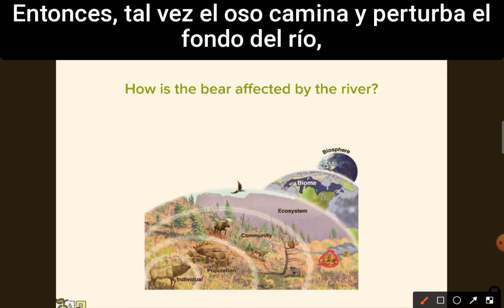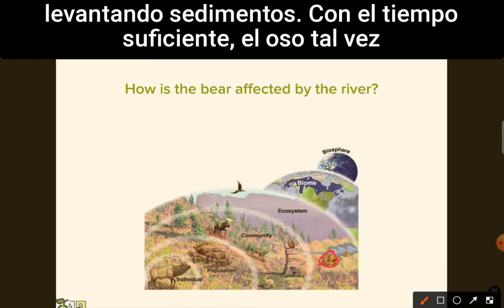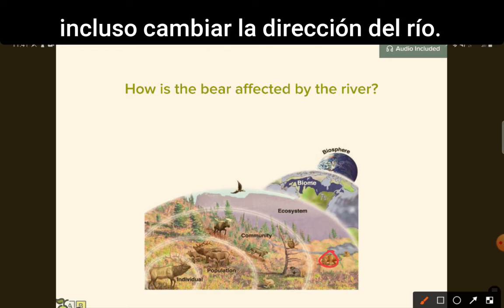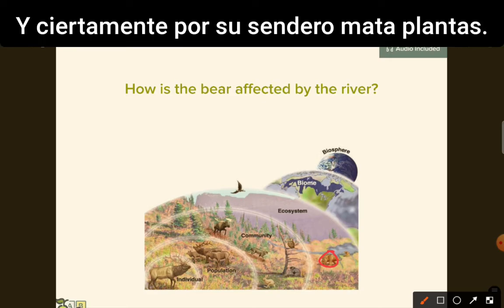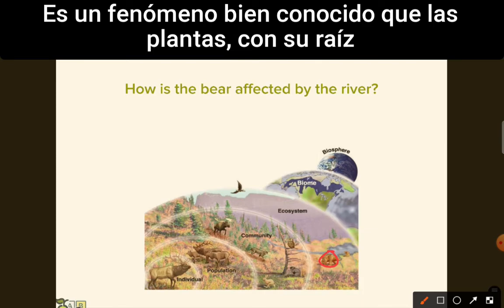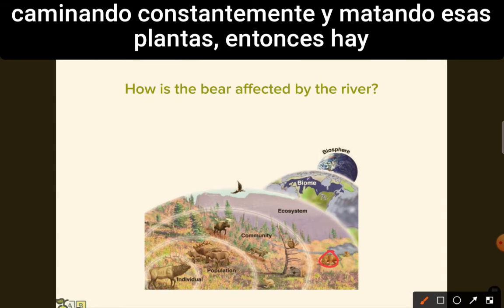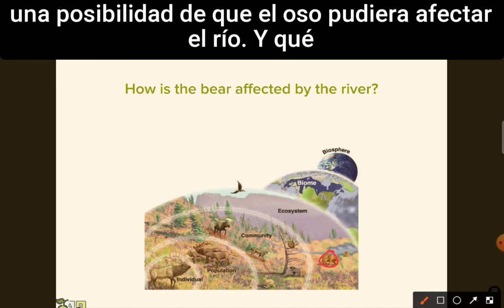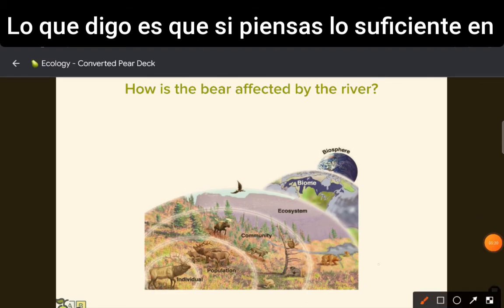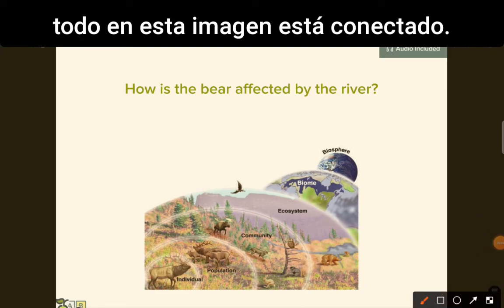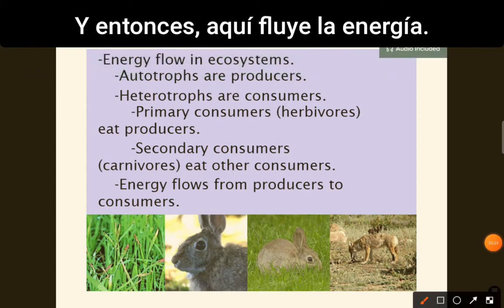So perhaps the bear walks around and disturbs the river bottom, kicking up sediment. Over enough time, the bear could maybe even change the direction of the river. And certainly by its footpath, it kills plants. It is a well-known phenomenon that plants with their root systems can change the direction of rivers. And if bears are constantly walking and killing those plants, then there's a chance that the bear could affect the river. And so what I'm saying here is, if you think long and hard enough about it, everything in this picture is connected. And so here is energy flowing.